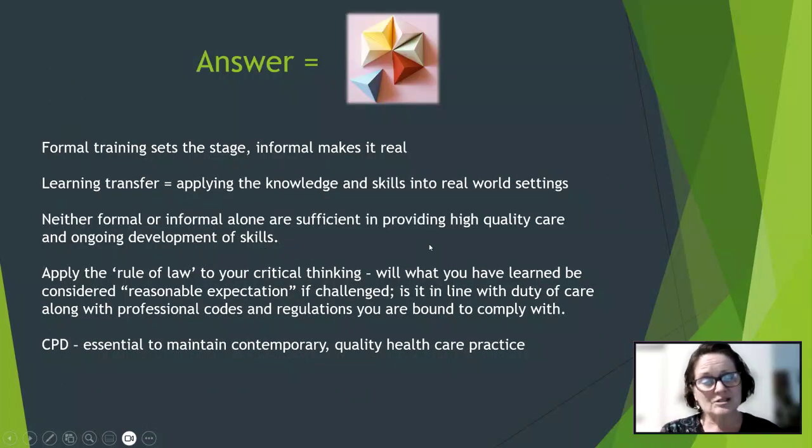So when we go to the answer to the question of which is the most important thing to do, the formal or the informal training, I think it comes down to an aggregation of both the formal and the informal elements. We need all of it. So the formal training sets the stage, but the informal kind of makes it real. So you need that learning transfer. You need to go and apply the knowledge and the skills that you've just learnt in real world settings. And you do need your colleagues, your mentors, and peer support to do that effectively.